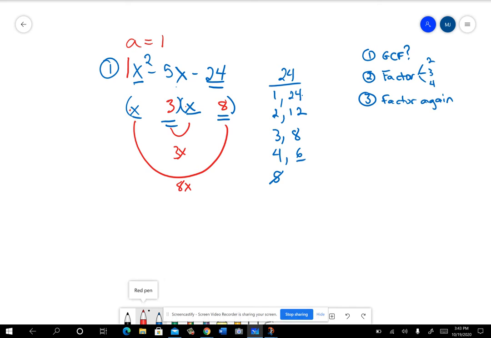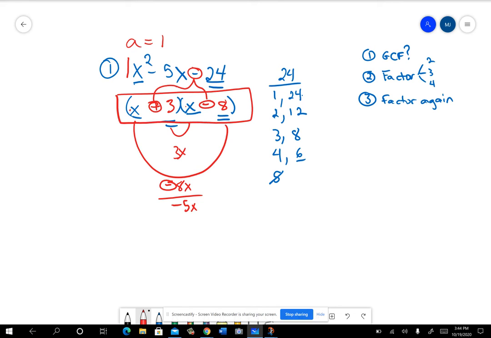And so then you have to think about putting positives or negatives on these so that you'll get a -5. You want this to be -5x. So the bigger one would have to be negative. Smaller one would have to be positive. And then you double check that that gives you the sign that you need at the end. And then you've checked everything. And you know that if you FOILed back out x plus 3 times x minus 8, that would be equal to what we started with.